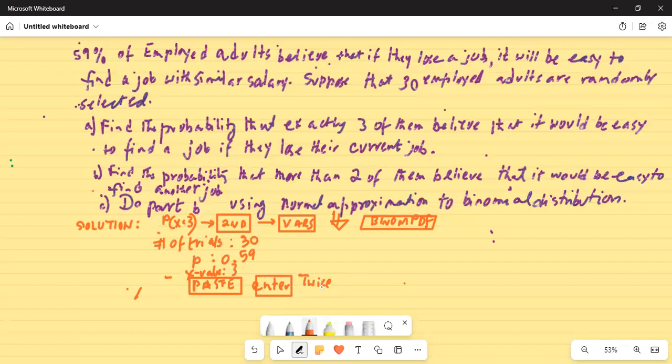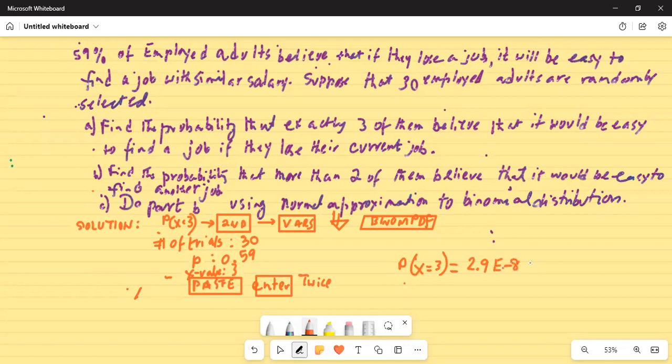Okay. So number of trials is 30. Probability of success is 0.59 and exactly 3. And paste, enter and enter. And the answer is very small. So P(X exactly equal to 3) is very small. It cannot be 2, probability cannot be greater than 1. So it's 2.9 E minus 8.